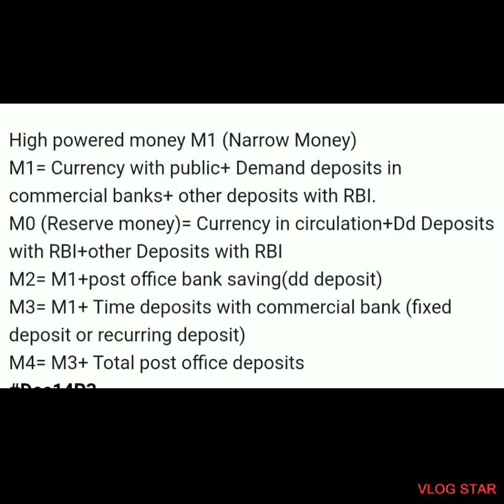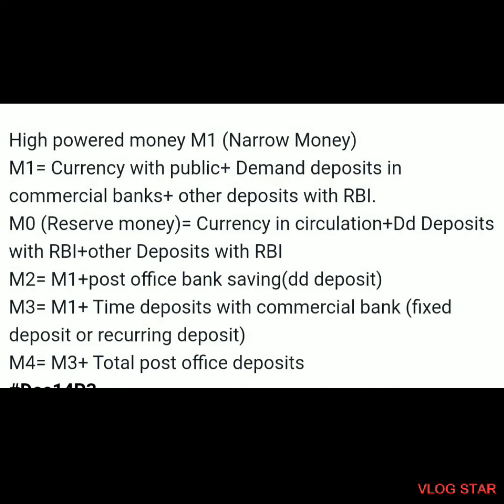In this video, we are going to talk about M0, that is high powered money, narrow money, and broad money. M0 is called reserve money, which is high powered money. M1 is narrow money. M1 comprises of currency with public plus demand deposits in commercial banks plus other deposits with RBI. M0 reserve money, which is also called high powered money, is equal to currency in circulation plus demand deposits with RBI plus other deposits with RBI.